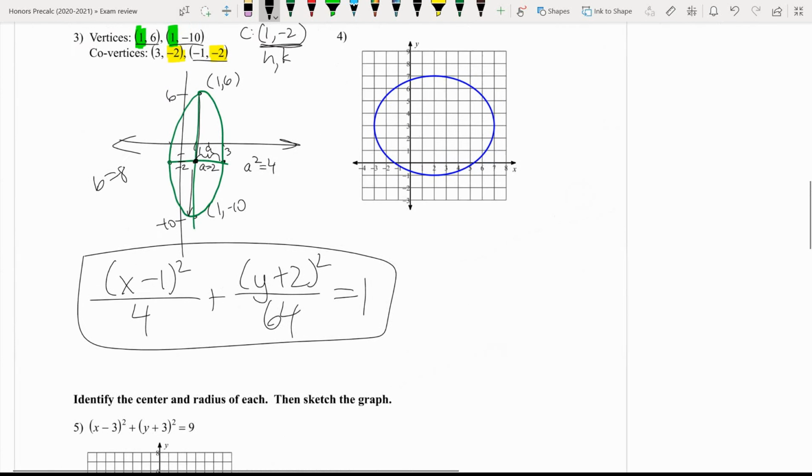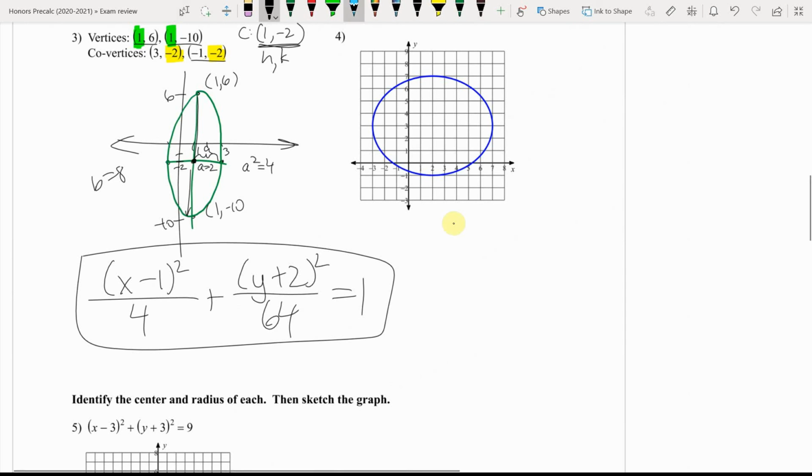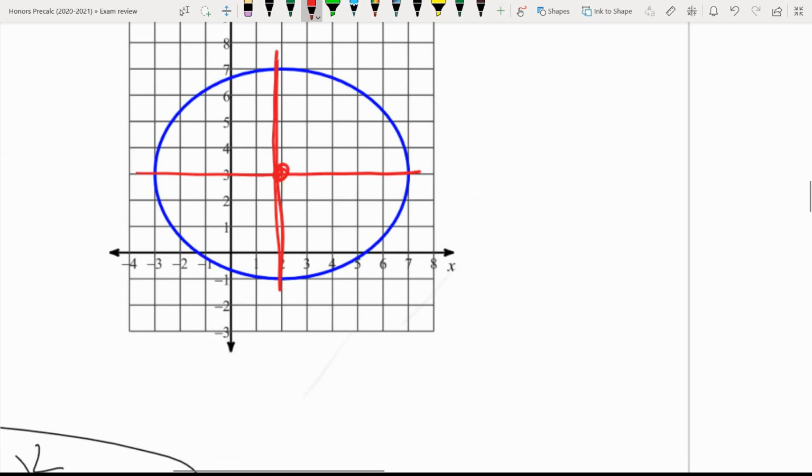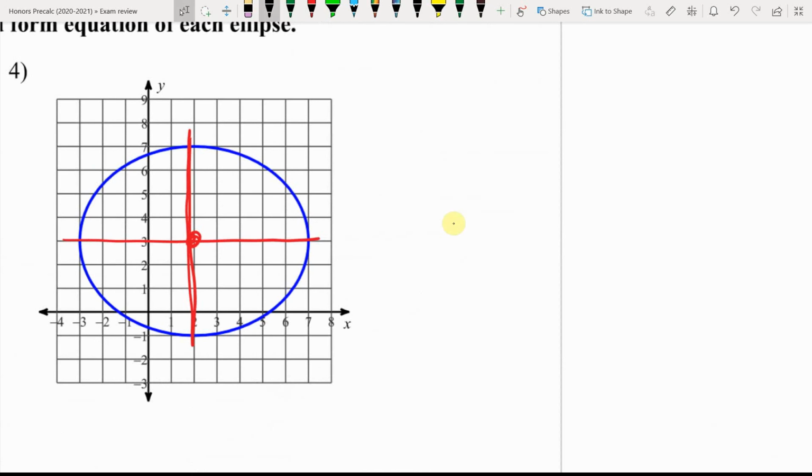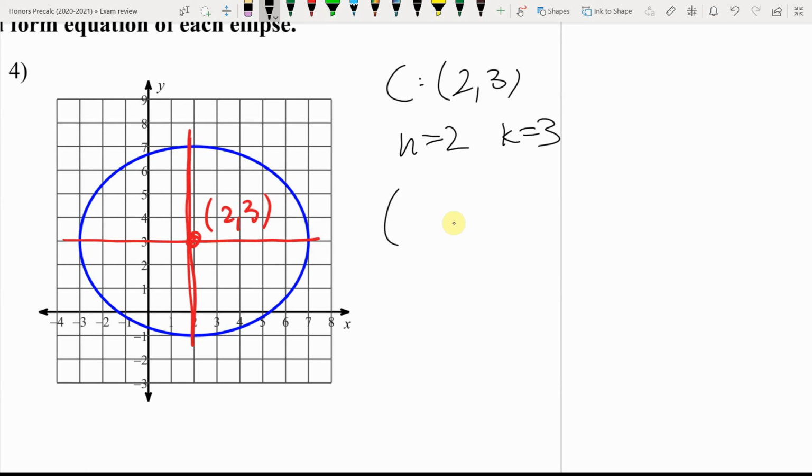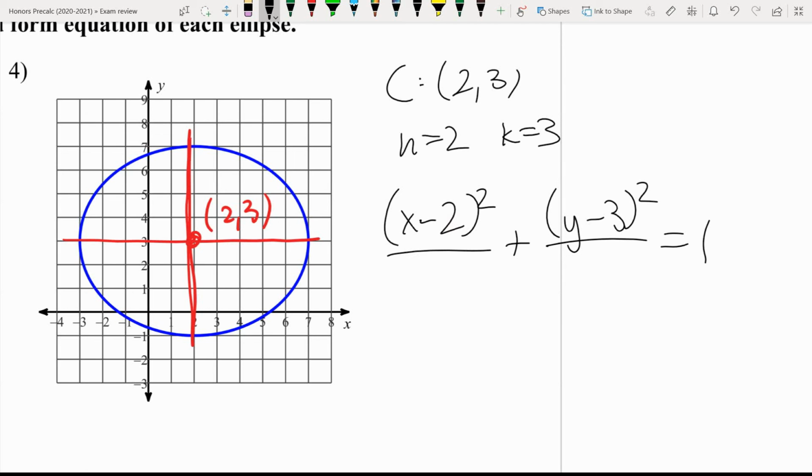We can do the same thing basically with this one. It's just we're already given the drawing. If you draw in your major and minor axes here, you can see they intersect right here at point 2, 3. So that means our center is at 2, 3, which means h is 2, k is 3. So if I'm writing out the top part, it'd be x minus 2 squared and y minus 3 squared equals 1. Now I just got to figure out how far I'm going in the x direction here. Looks like I'm going 5, so that's our a.